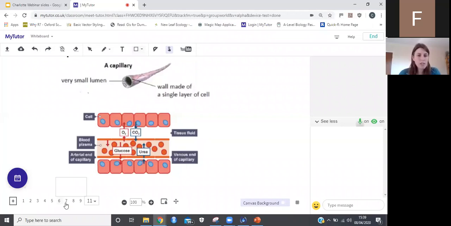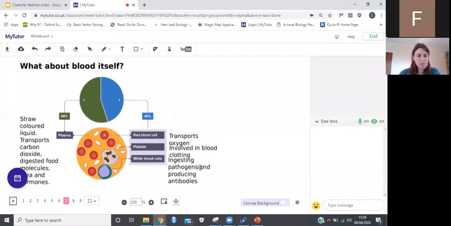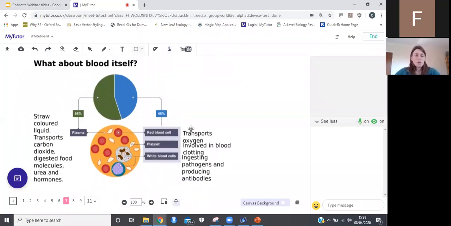Okay, what about the blood itself? Well, we've talked about how the blood travels around the body and the vessels that it travels in. So now what about blood itself? So blood is made up of 4 things that you need to know about.